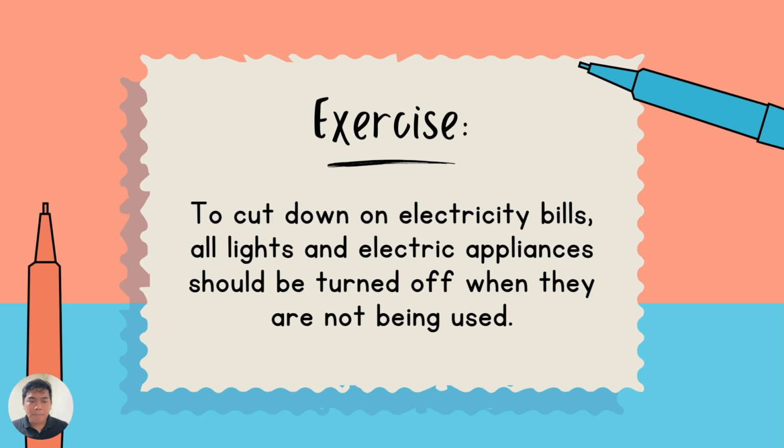Let's have another example. Here, the sentence: "To cut down on electricity bills, all lights and electric appliances should be turned off when they are not being used." Our dangling modifier is to cut down on electricity. This phrase is meant to explain why an action is being taken, but it doesn't clearly state who is doing the action. It seems like it's referring to all lights and electric appliances, which cannot cut down on bills themselves. The subject performing the action is missing.